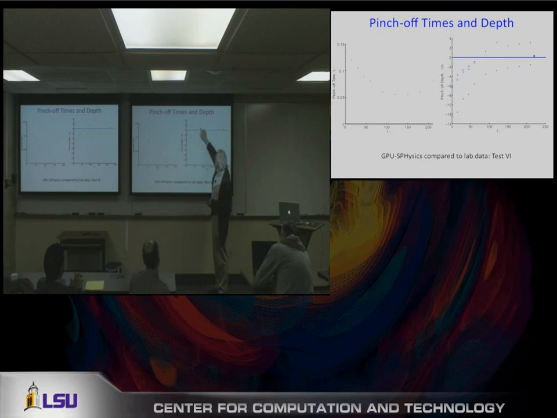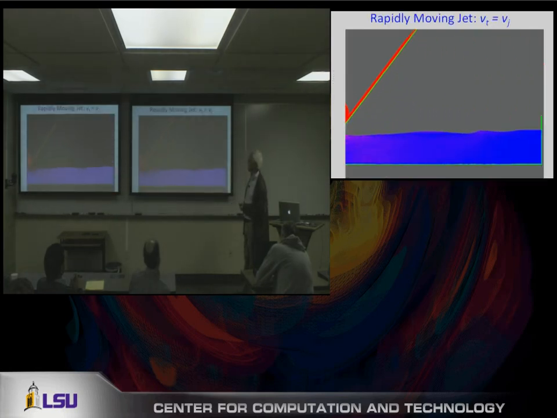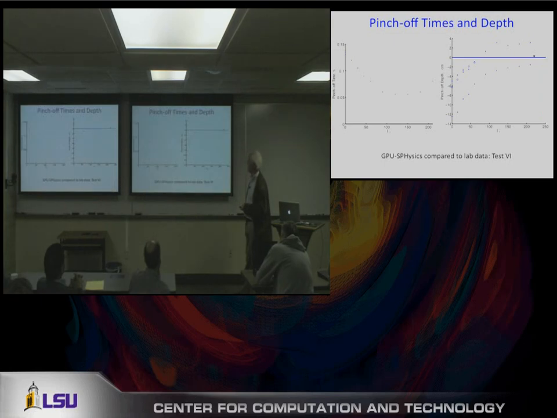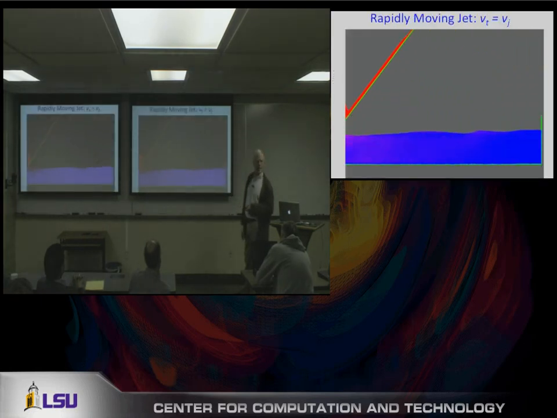But then I can go faster and faster. And here, there's no depth. It's positive. So what's going on? And so this is kind of what's going on. You have to move the jet really fast to bounce it.